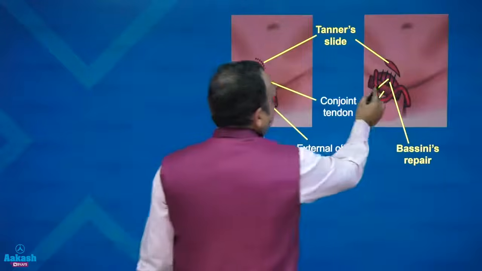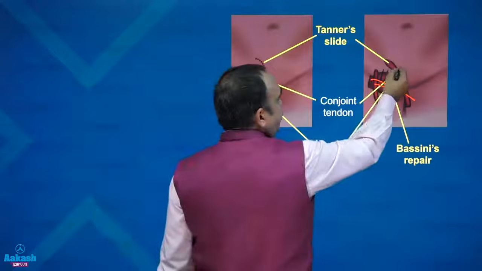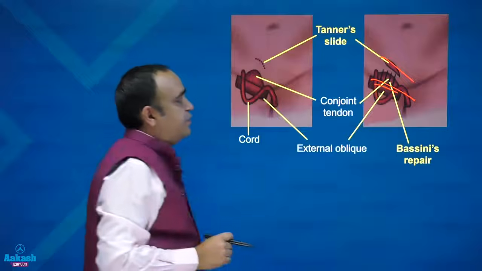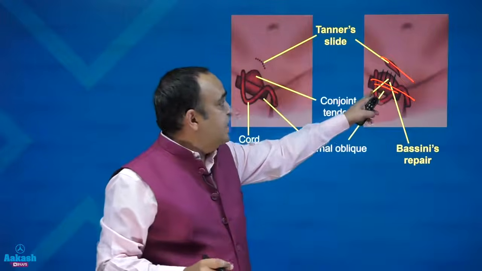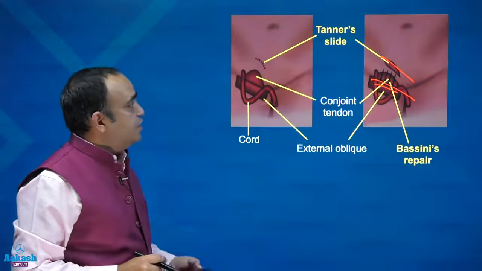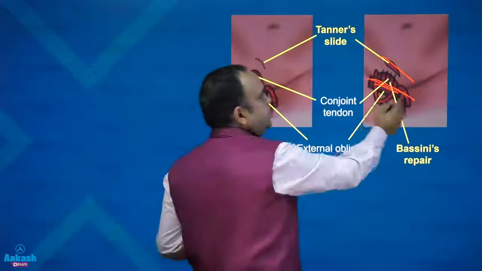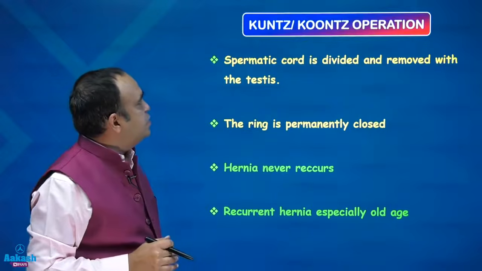So that's the repair of the inguinal canal we have done, right? And away from it, in the lower part of the rectus sheath. So Bassini's repair has been done, but if you think it's under a great amount of tension, we give a relaxing incision in the lower part of the rectus sheath. So tension on this repair goes down. So that's the Tanner slide operation to reduce the recurrence.